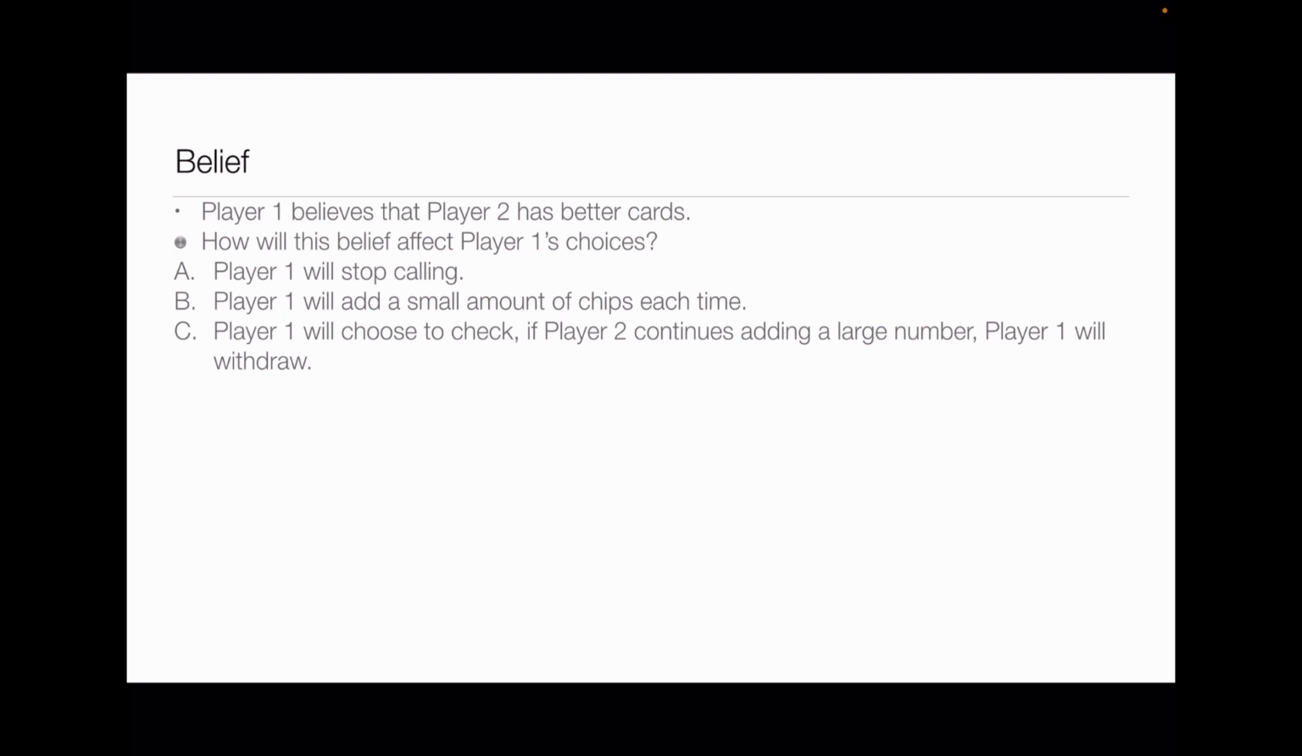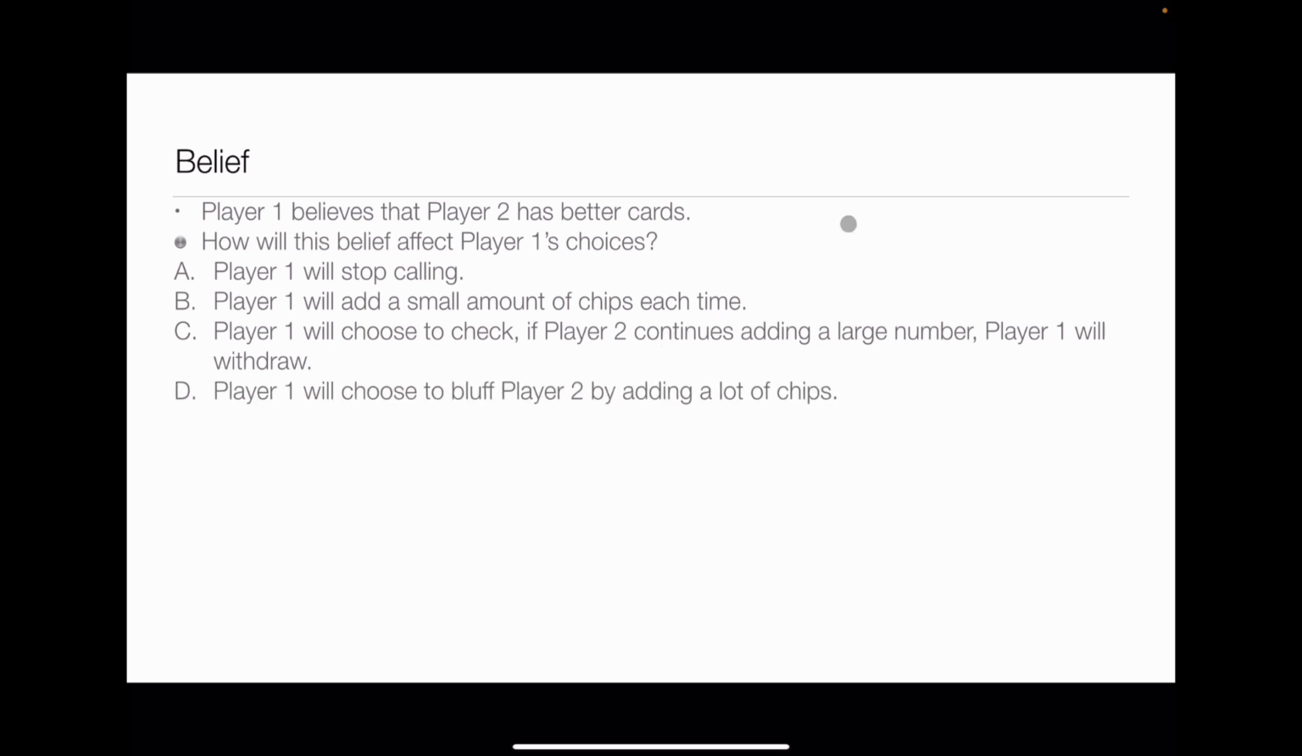Then we are going to discuss the beliefs of this game. There are 4 possible beliefs for Texas Hold'em, and we are going to assume that players are rational and always seek maximized profit. First, player 1 believes that player 2 has better cards. Player 1 will stop calling at once, or player 1 will choose to add a small amount of chips each time, or player 1 will choose to check. If player 2 continues adding a large number, player 1 will withdraw, since he is a rational being.